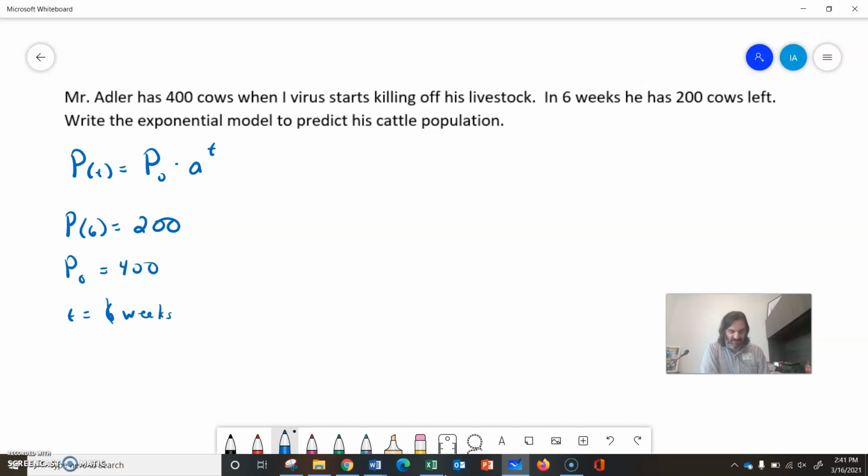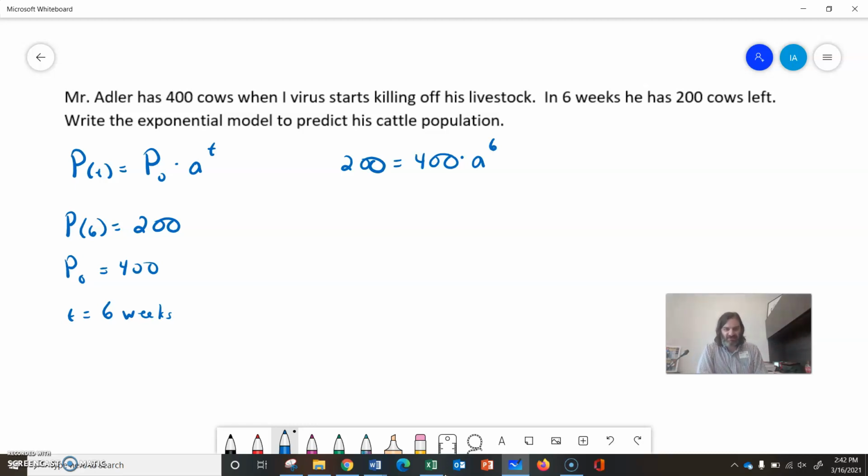So what we're going to be looking for when we do this is the a. I'm trying to erase this 6 and make it prettier. So we're looking to find the a. Let's fill in what we have. We end with 200 cows after starting with 400 cows times some unknown rate after 6 weeks. So we need to find that a.